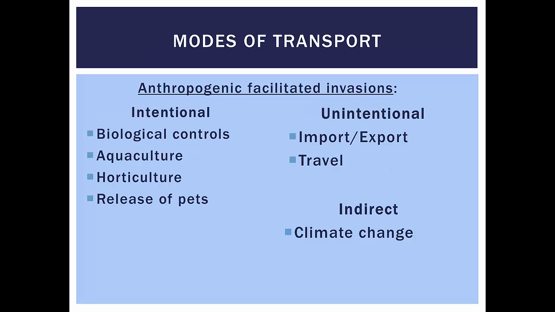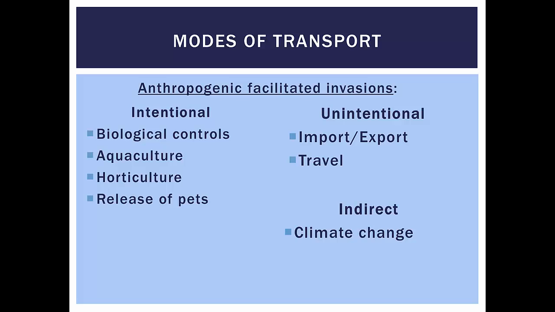So these are just some of the ways that invasive species can cross geographic barriers and become established in different places. Ever since humans have been able to travel over continents, they've been able to bring species and cross the geographic barriers that they have evolved for millions of years to stay within. So almost all invasions are anthropogenically facilitated.